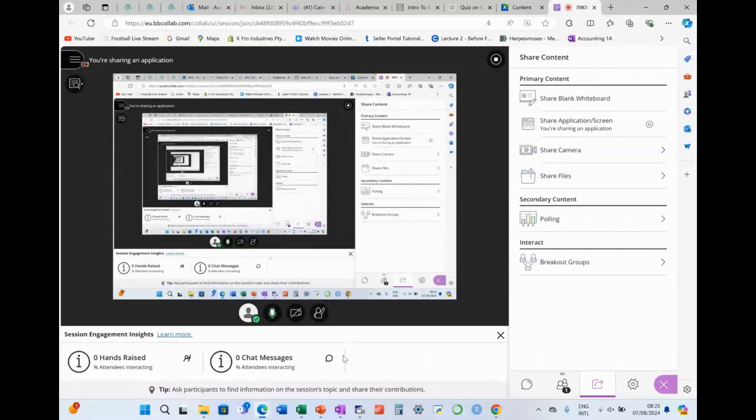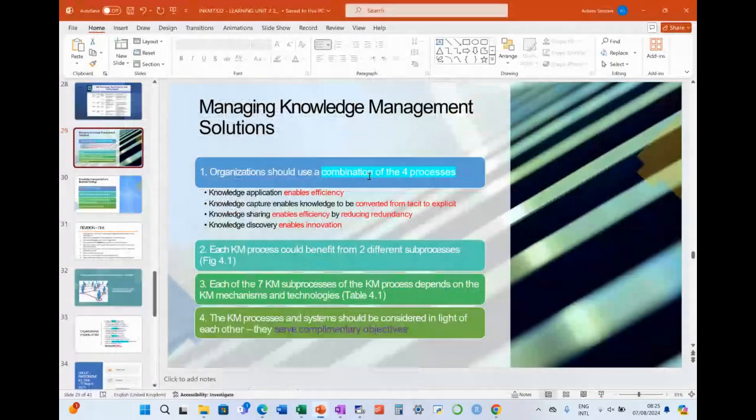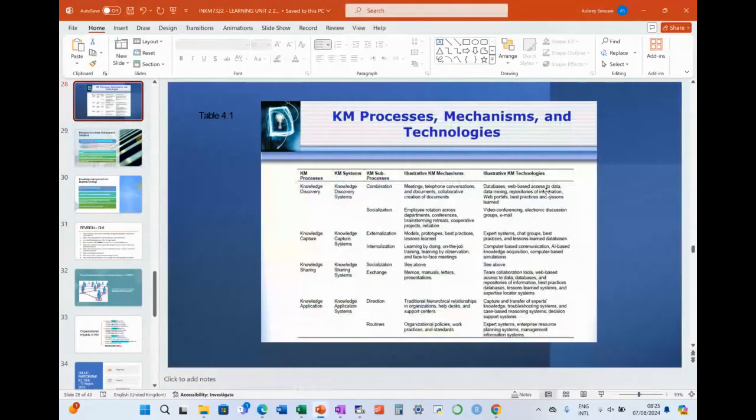So today is our last session on Learning Unit 2. And the last thing that we did was look at this table 4.1. That was the last thing that we did.